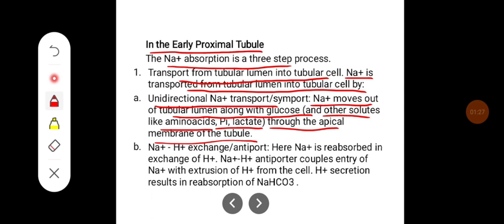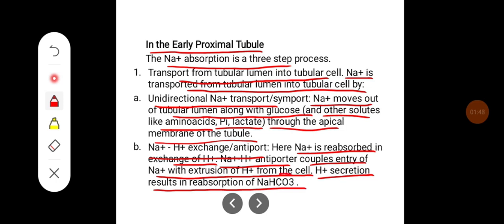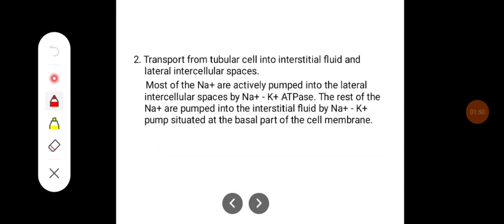Then it can also be with a sodium-hydrogen exchange, which is the antiport here. Sodium is reabsorbed in exchange with H+ ion, and the sodium-hydrogen antiporter couples the entry of sodium with exclusion of H+ ion from the cell, and H+ secretion results in reabsorption of the bicarbonates as well.